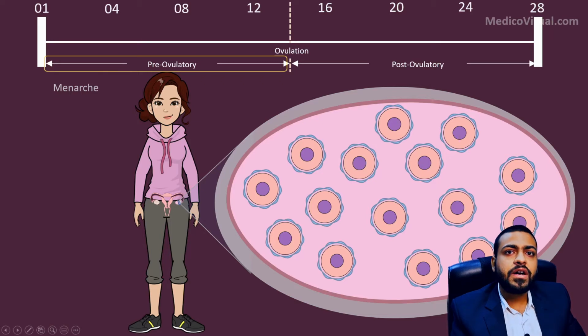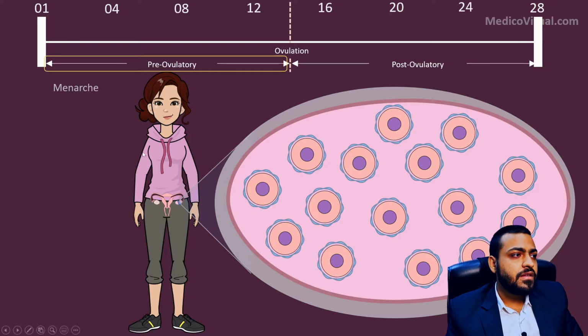There is a term called menarche. When the menstrual cycle first starts in the lifetime of a female, it is called menarche. Menarche simply means the start of the menstrual cycle, or the first menstrual cycle of a female.